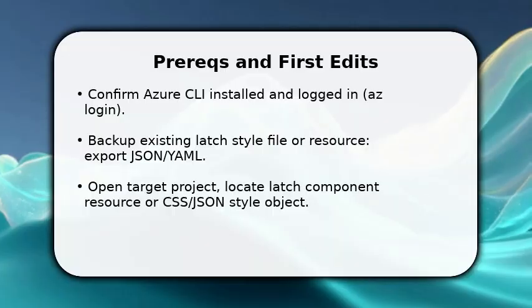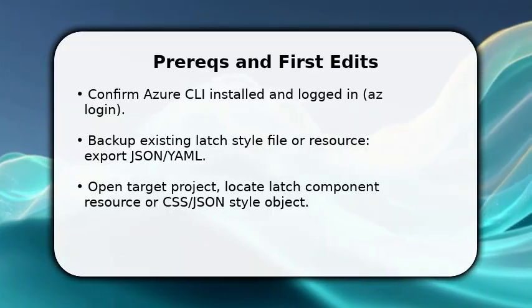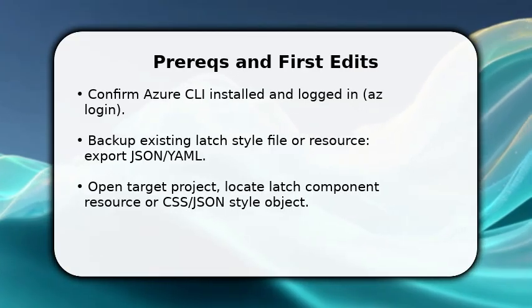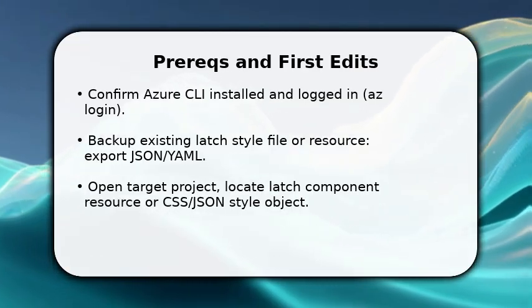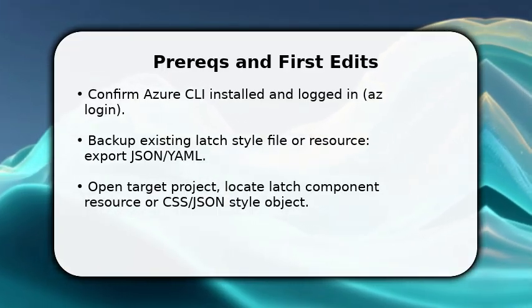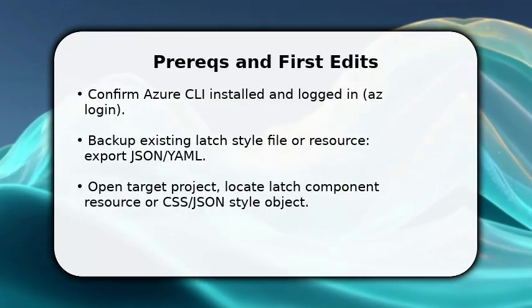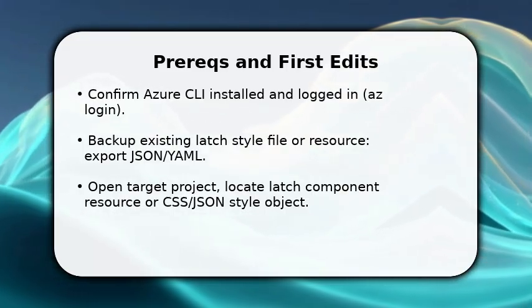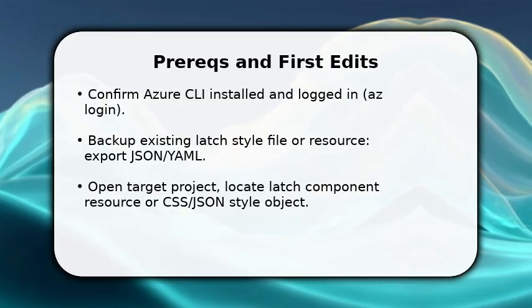Enjoy the video. You have the essentials ready: Azure CLI active and a backup of the Latch resource. First, identify the Latch resource name and its style payload in your repo or portal. Then, export the current configuration so you can revert if needed. Use az resource show or the portal's export function.